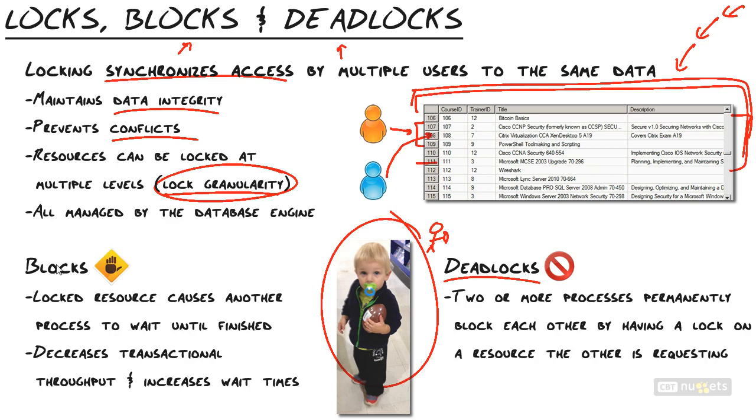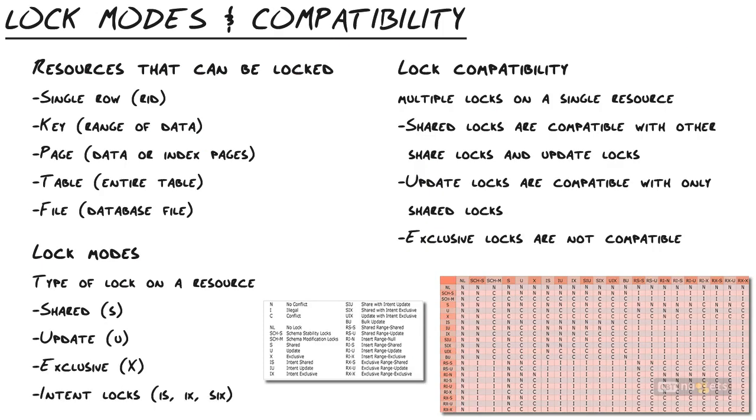All right, so these are the two things we absolutely want to avoid, blocks and deadlocks, and they can be avoided with proper database design and understanding how locking works. Let's head a little deeper into locking and talk about modes, compatibility, and escalation. Oh, let's start with the resources that can be locked. Forgot about that. So resources that can be locked, we talked about here.